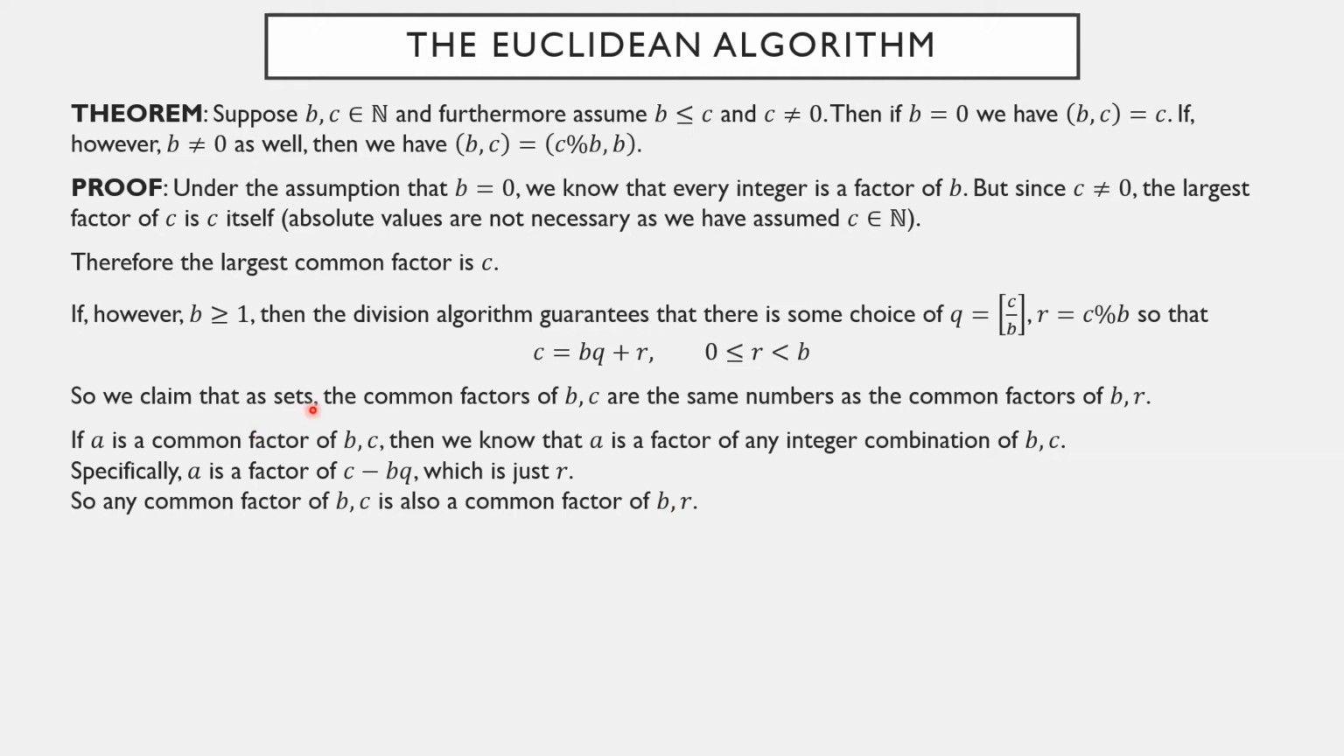Remember, we assumed it was a common factor of B and C, so we already know it's a factor of B. Once we get that it's a factor of R as well, it must be a common factor of B and R. So the common factors of B and C are a subset of the common factors of B and R.